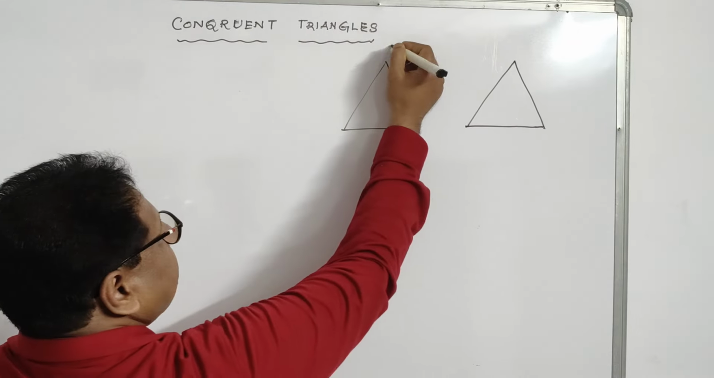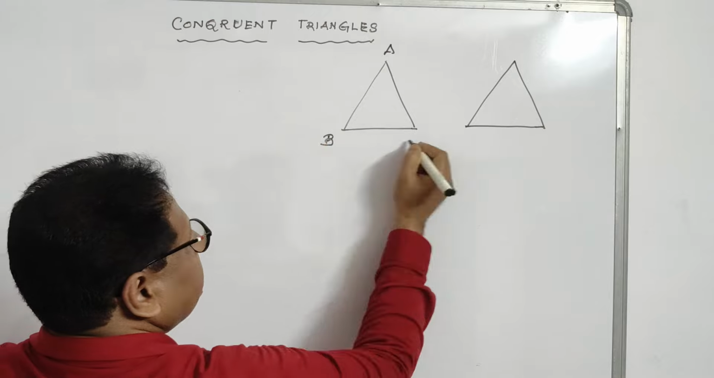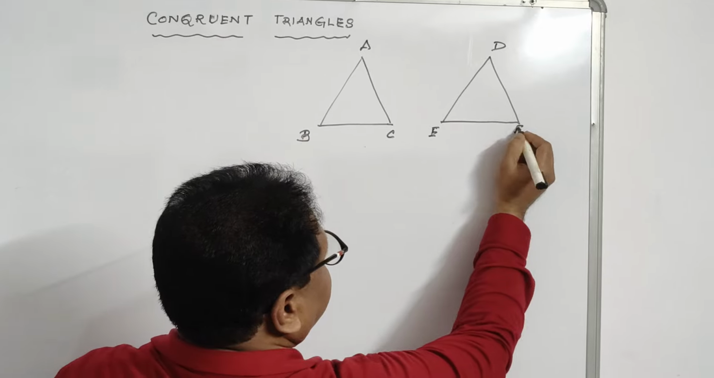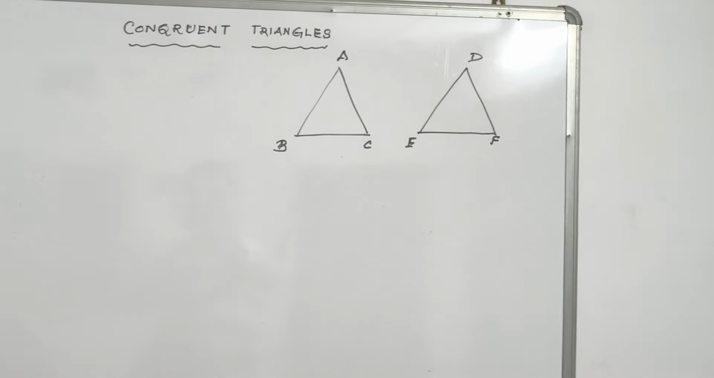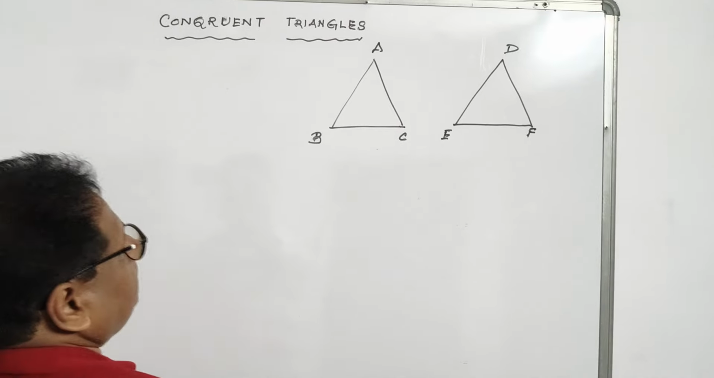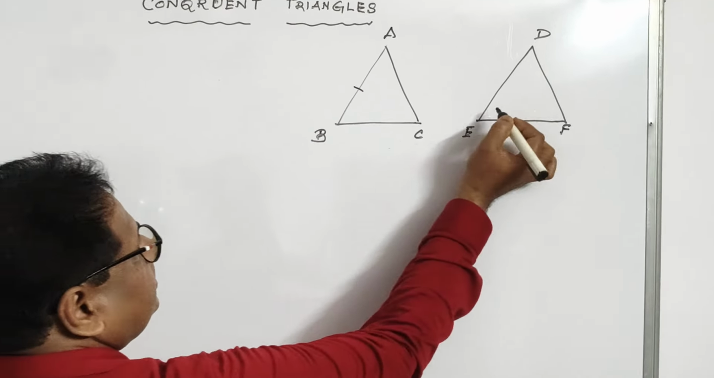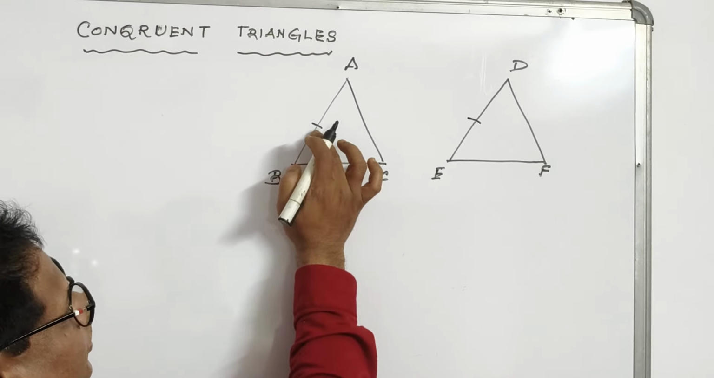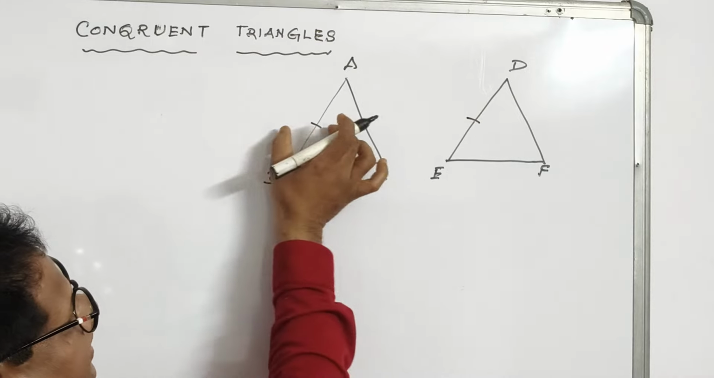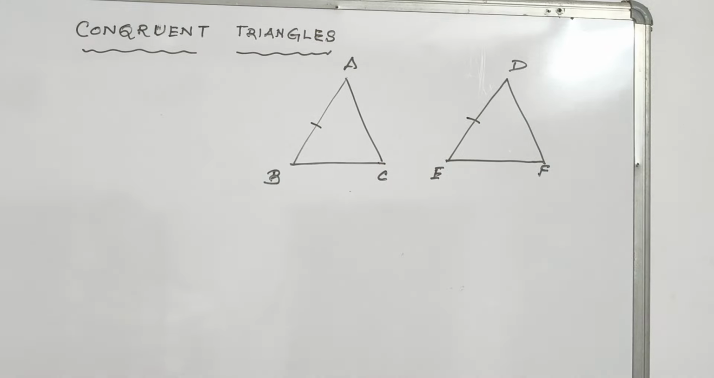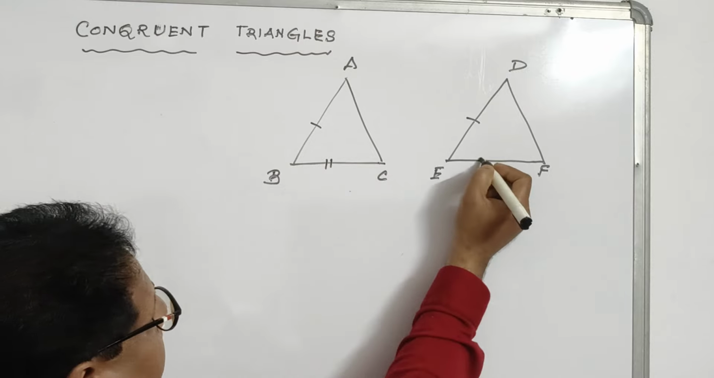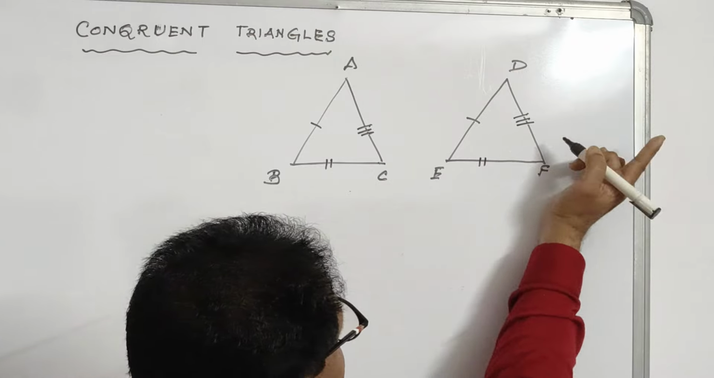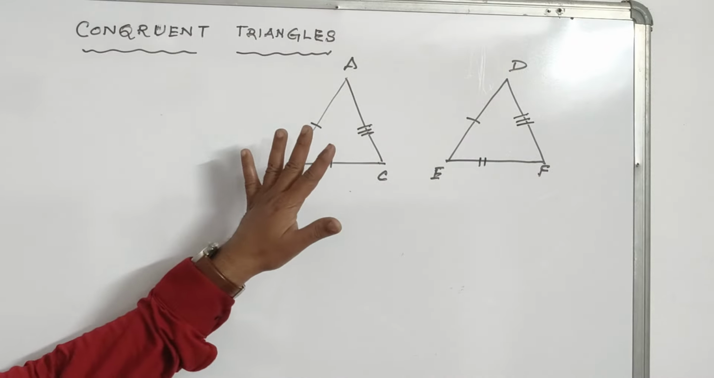Let's name the triangle ABC. This is triangle DEF. These are the pair of triangles in which we are going to prove congruency. Suppose this side AB is equal to this side DE. This is the notation for sides. Wherever you find this notation, those sides are equal to each other. Similarly, side BC is equal to side EF, side AC is equal to side DF. So this is given.